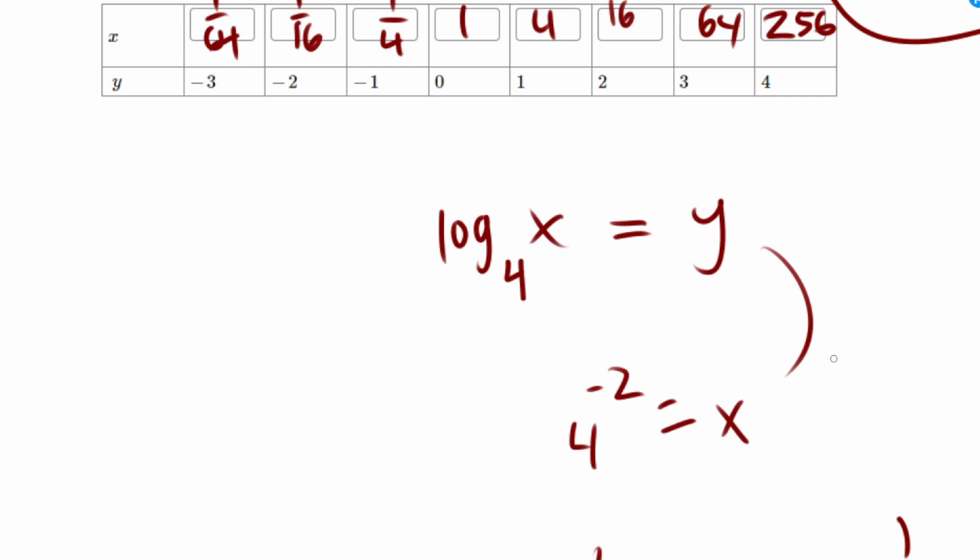You're basically finding what is 4 to the -2? What is 4 to the -1? What is 4 to the 0? 4 squared, 4 cubed, 4 to the 4th. Basically it's asking that. It's really useful to have your logarithmic growth base. The base is the key, and then convert it into exponential form.